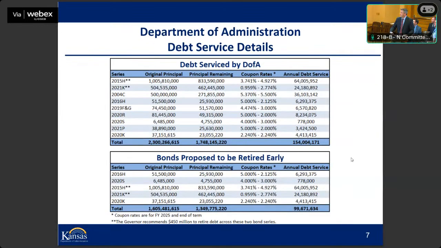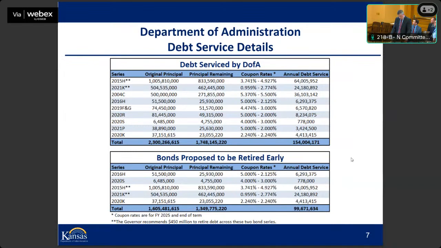So slide 7, what we have here is 2 different tables. The top table there lists out each of the debts that D of A provides debt service for. You can see the original principal, then the principal remaining, the coupon rates across each of those series, and the annual debt service. You'll see that we have about $1.7 billion of debt on the books that D of A is providing debt service for, and annual debt service is about $154 million. The table on the bottom are the bonds that we are proposing to retire early.